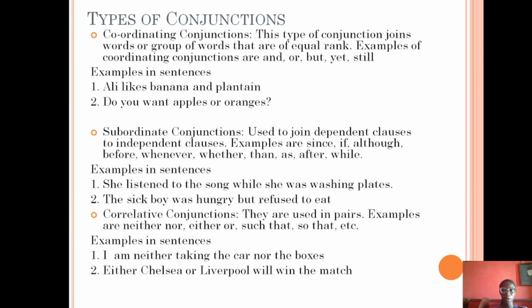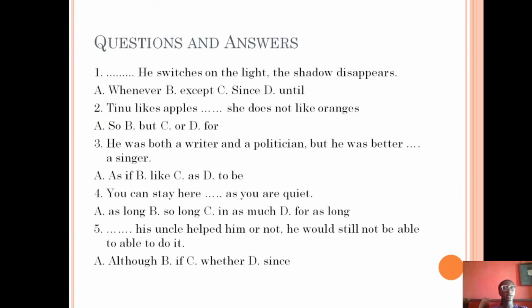Either or positive. Now let's look at this example. I am neither taking the car nor the boxes. So we can find neither and nor in this sentence. Either Chelsea or Liverpool will win the match. These are examples of correlative conjunctions. So now let's answer these questions.